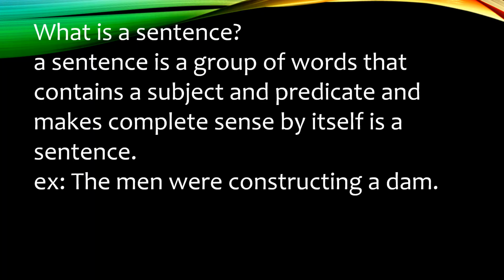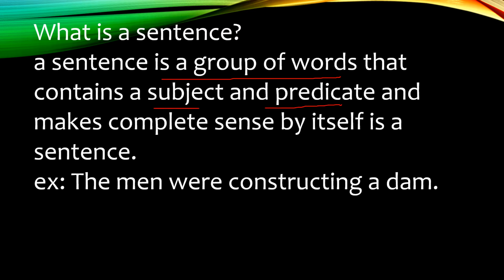In the beginning video, we have learned what is a sentence, the definition of the sentence. What is a sentence? A sentence is a group of words that contains a subject and a predicate and makes complete sense by itself is called a sentence. You have to underline some of the words here. It is a group of words. The sentence is a group of words and it should have a subject and predicate.